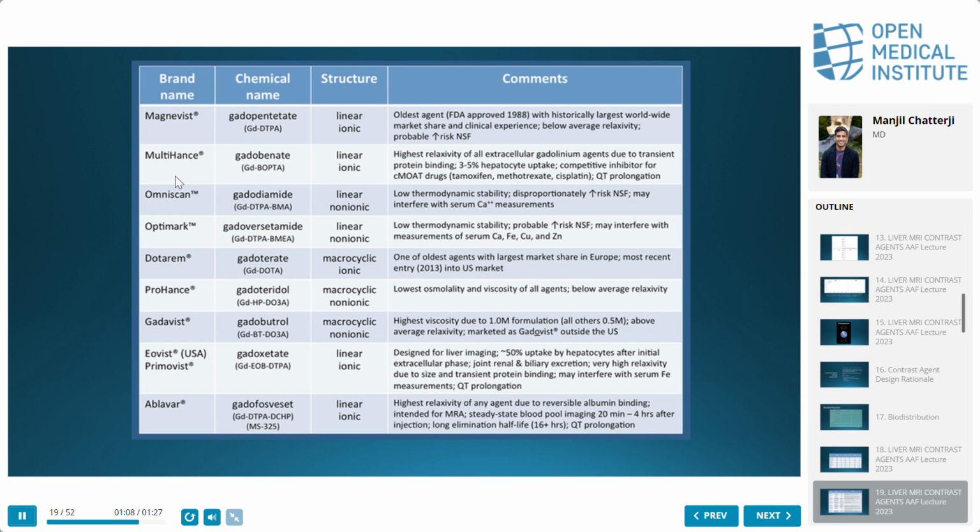Eovist is designed for liver imaging, 50% uptake by hepatocytes, 50% by renal. Very good at relaxing T1 because it intermittently binds with albumin on and off, and in doing so, it can quickly affect many other different molecules around it. And then Ablavar, we talked about just briefly, has a very long half-life.